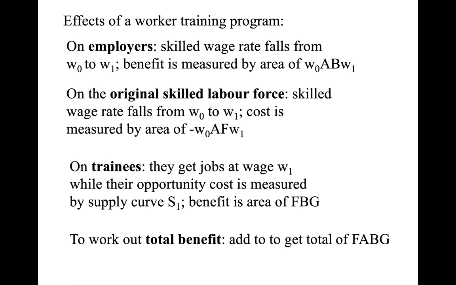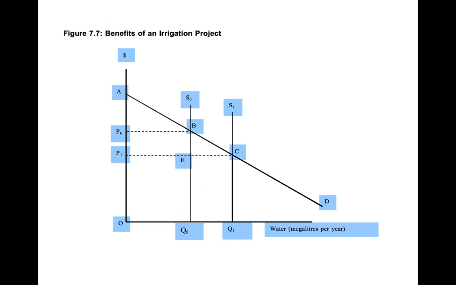Not so much for the bridge project because it was just consumers in the municipality. This becomes difficult because you're talking about labor. So let's look at a simpler one that's probably less controversial, the benefits of an irrigation project. So we're going to increase the supply of water.